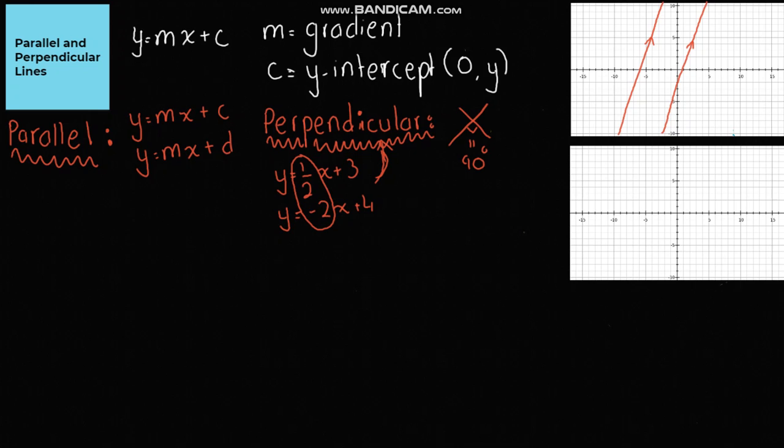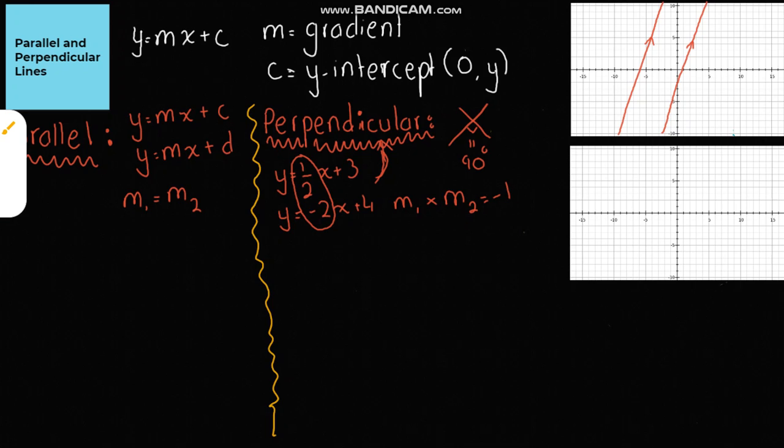So parallel and perpendicular depend on the gradients. In parallel, the gradient of the first line must equal the gradient of the second line. In perpendicular, the gradient of the first line multiplied with the gradient of the second line must give -1. Now on to the calculations. I'll give you one question about parallel and one question about perpendicular, and then we'll stop there. So let's go for parallel first.